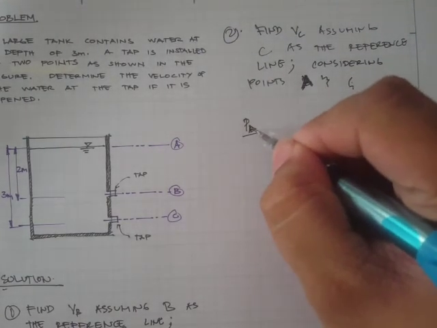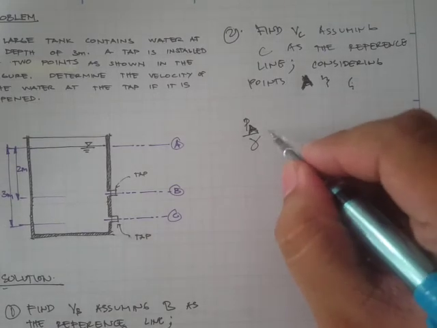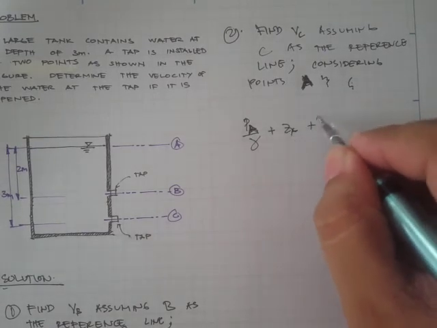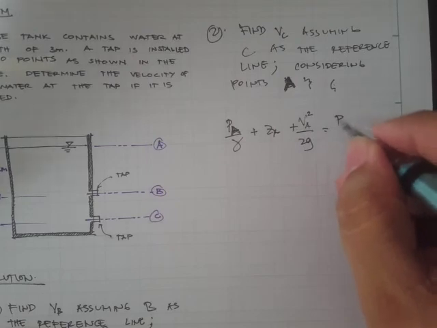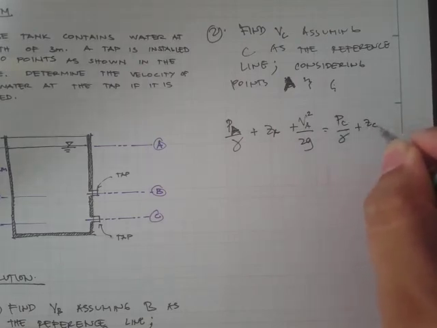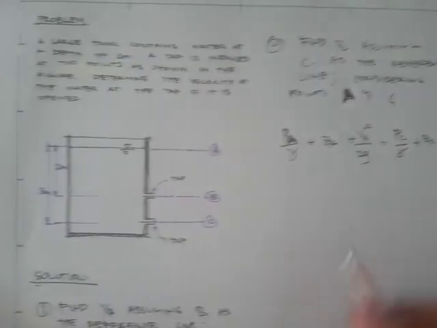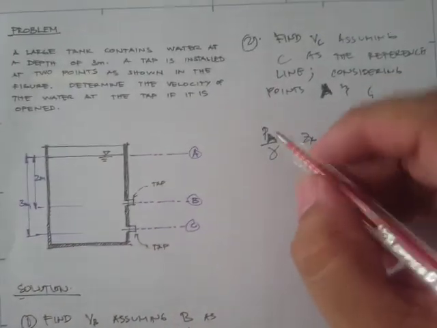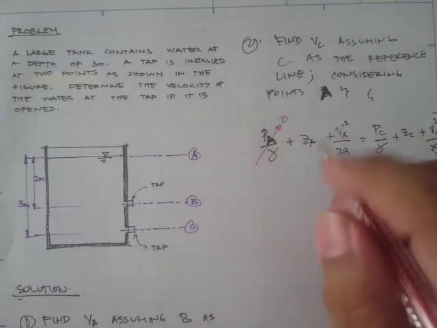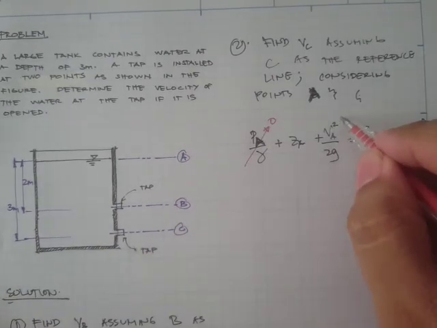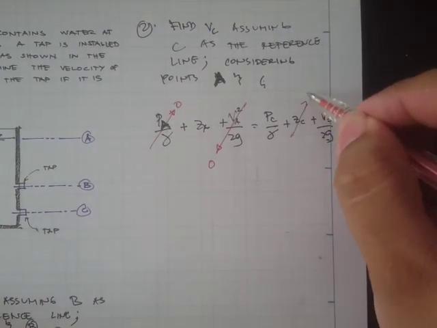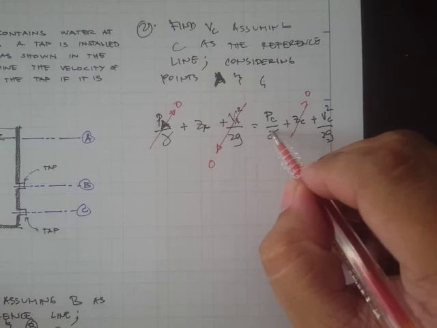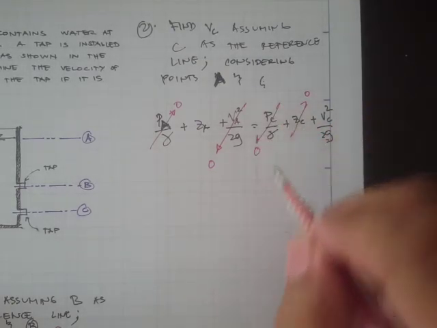Okay, so PA over rho g plus z sub A plus VA squared all over 2g is equal to the pressure head at C plus the elevation at C plus the velocity head at C. And if you simplify, since this is exposed to the atmosphere, then in terms of gauge pressure, this is 0. In terms of velocity, the assumption is it is 0. For this one, since this is our reference line, this one is 0. And this is also 0 because it is exposed to the atmosphere.